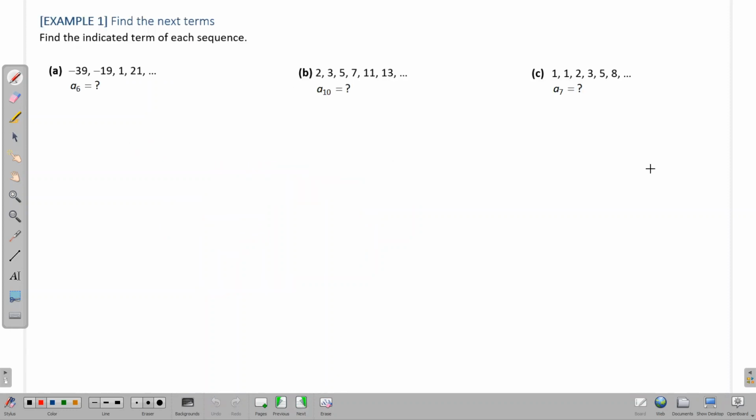Okay, so let's just practice this notation a little bit. I have 3 different sequences here, and they're each generated by a different pattern. And I encourage you to pause the video and see if you can figure out what the pattern is for each of these 3 different sequences. And then it's asking us to find the specified term to continue the sequence.